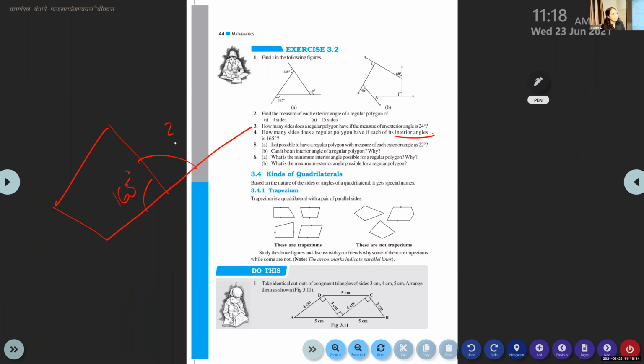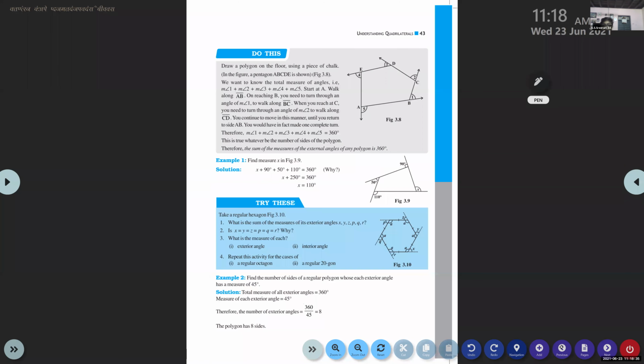Okay, Pranav? Yes, ma'am. So it is 15. So divide 360 by 15. Not this one. You should divide 360 by 15, and you will get the answer. Okay, children? Yes, ma'am. Now I will show this one.